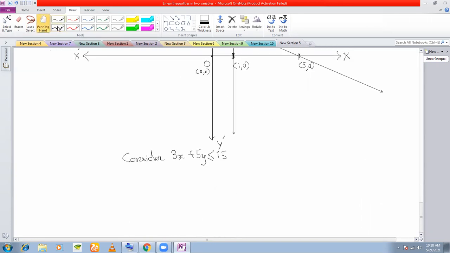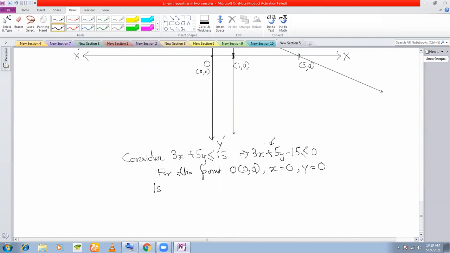Okay. So what you do here is, you have 3x plus 5y less than or equal to 15. You write this as 3x plus 5y minus 15 less than or equal to 0. Okay. So for the point, what do you have? x is equal to 0, y is equal to 0, right? Now the question is, you put it on the left hand side of the inequality. Question is: 3 into 0 plus 5 into 0 minus 15 less than or equal to 0? What is your answer?